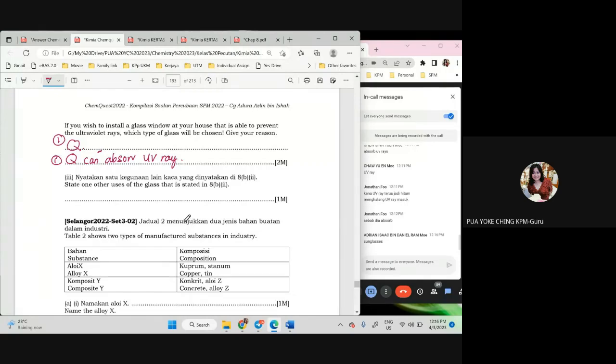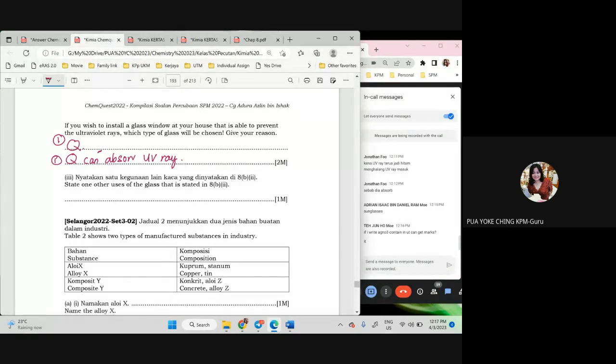Adrian, sunglasses for. Sunglasses not. If I write silver nitrate content in, can get mark. If I write AgNO3 content in what? In it can get mark, cannot. If you write AgCl content also, you cannot get the mark, except you write, okay, when there's a UV ray, silver ion becomes silver atom, so the glass becomes darkened. Then only accept.